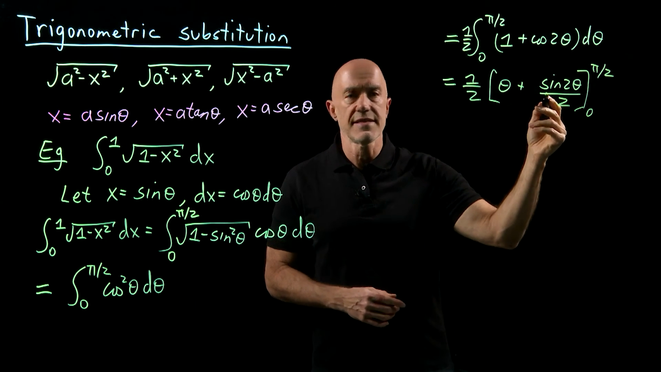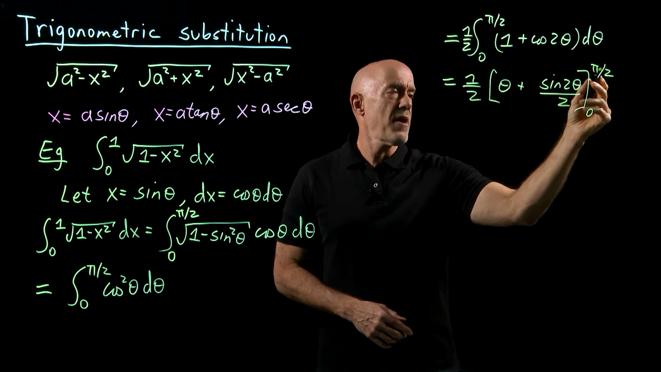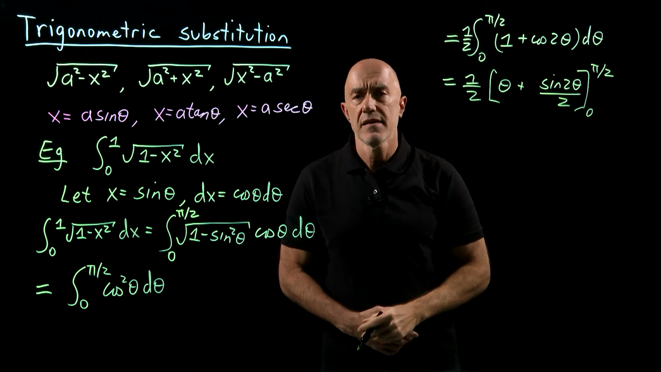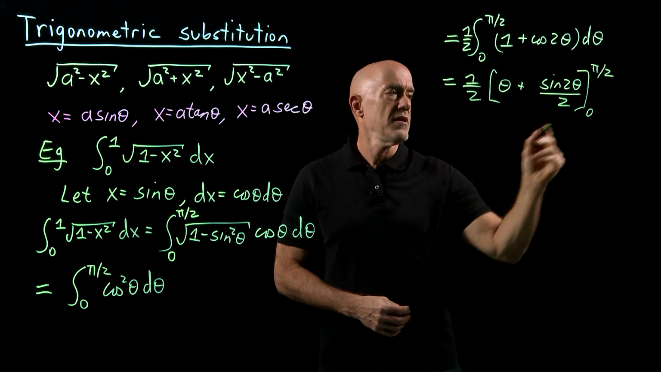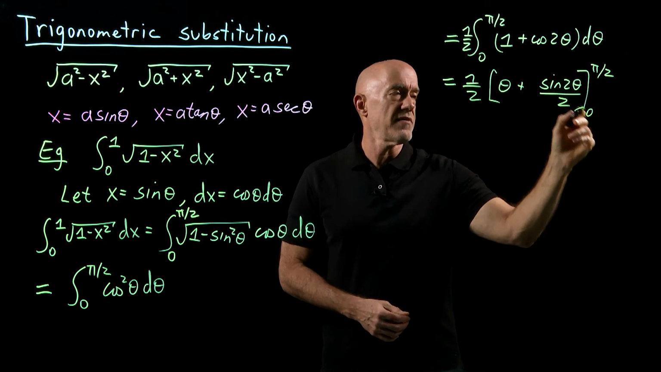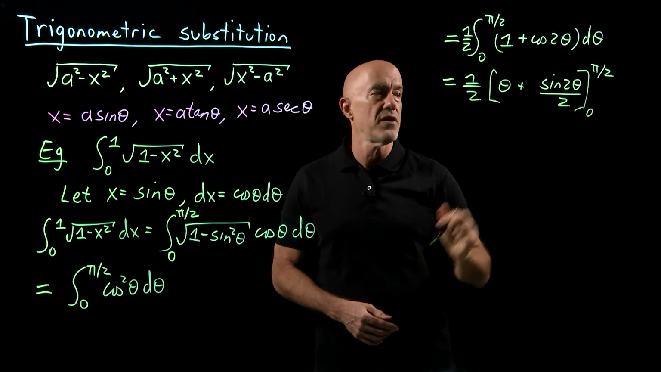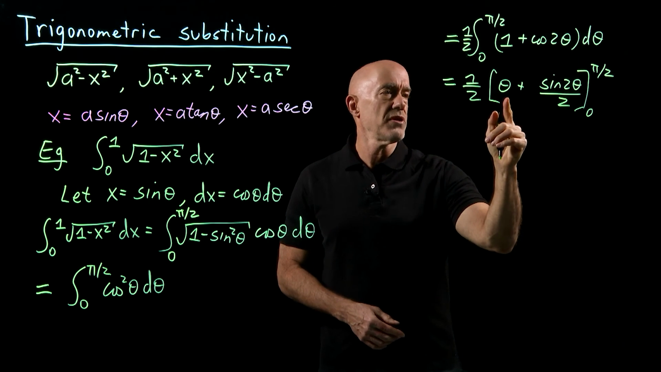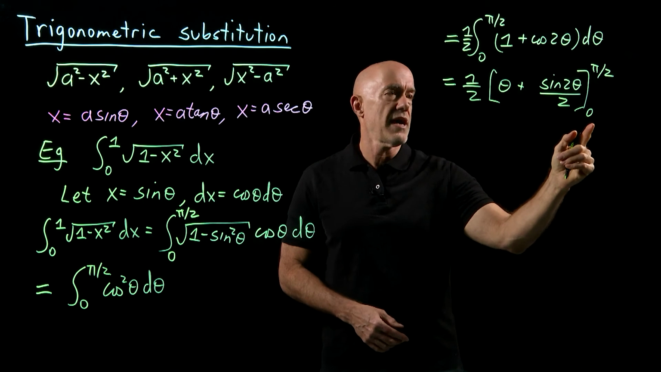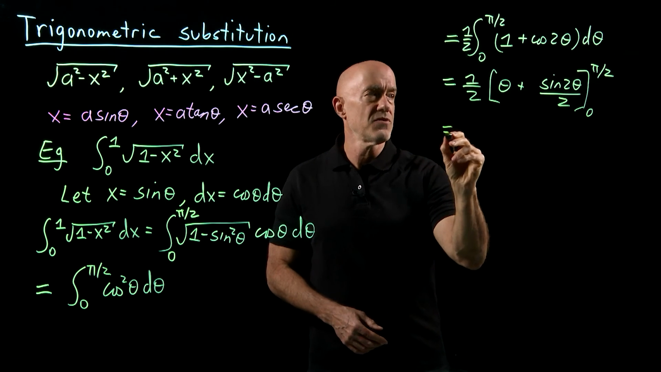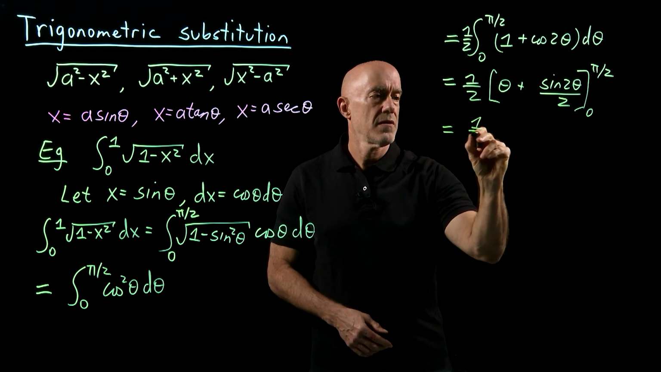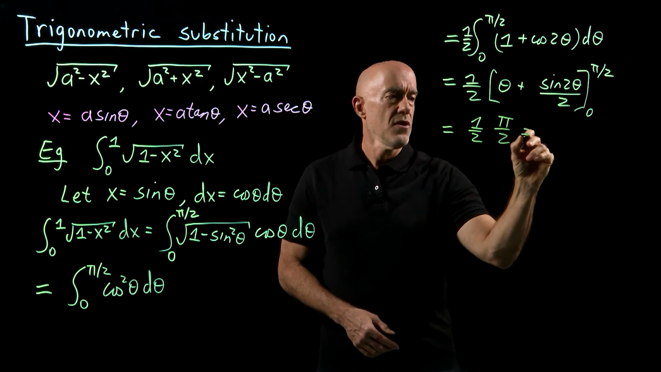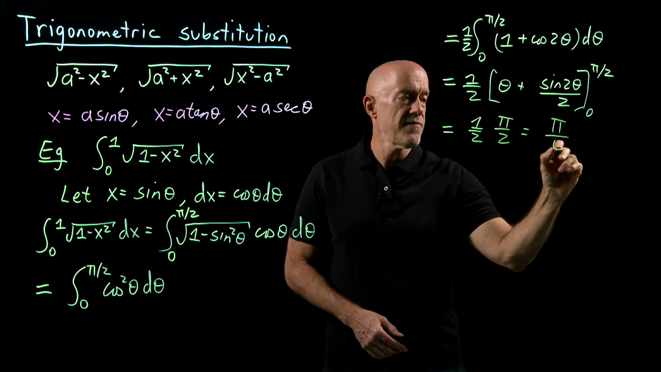We can look at the second term here at pi over 2. That would become sine of pi, which is 0. At 0, that would become sine of 0, which is 0. So the second term doesn't contribute. The first term only contributes at pi over 2, not at 0. So this becomes 1/2 of pi over 2, or pi over 4.